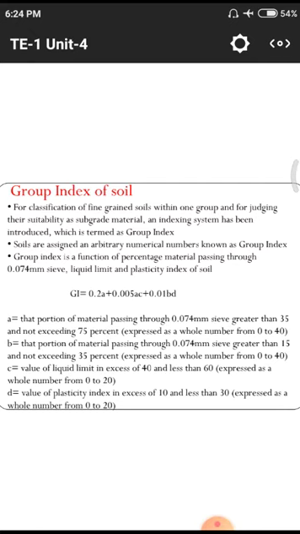Next one, group index is a function of the percentage of material passing through the 0.074 mm sieve, the liquid limit, and the plasticity index of a soil. That means it is a function. Normally, a function means several things lie on a particular platform. That means in a function we have different quantities that we need to consider together. Likewise here, the group index is a function of n number of things.